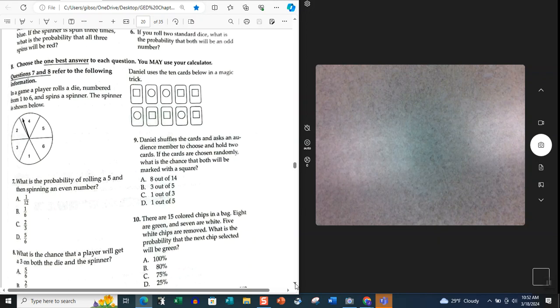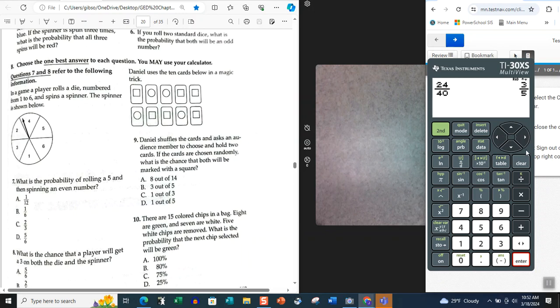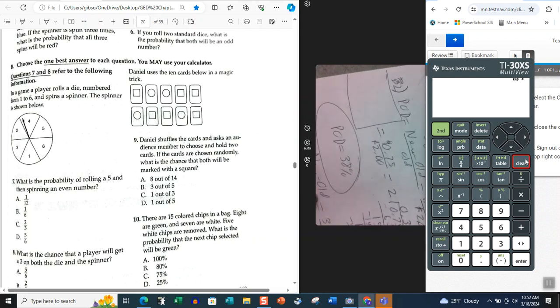In a game, a player rolls a die number from 1 to 6 and spins a spinner. The spinner is shown below. What is the probability of rolling a 5, then spinning an even number? Okay. So now we are going to pull up this calculator. Now this is problem number 7.